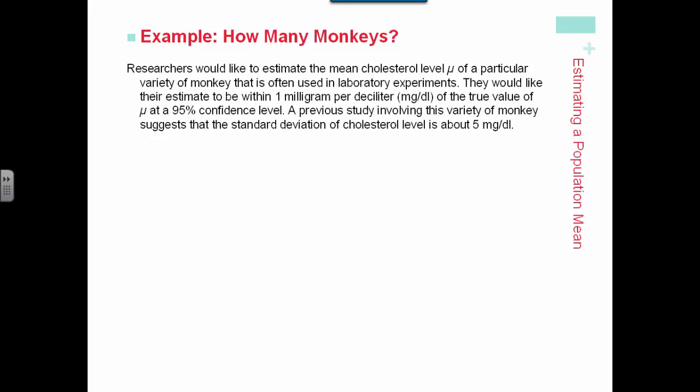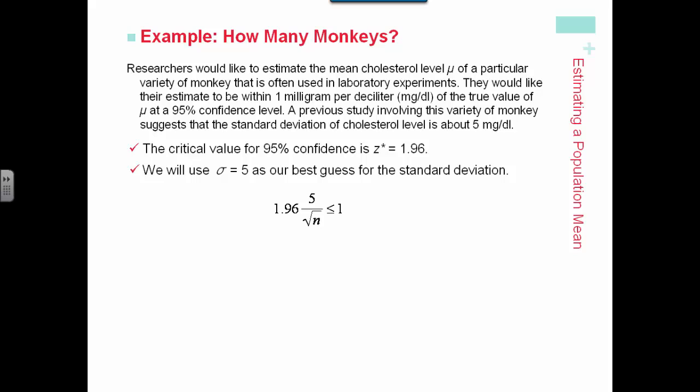Researchers would like to estimate the mean cholesterol level mu of a particular variety of monkey that is often used in laboratory experiments. They would like their estimate to be within 1 milligram per deciliter of the true value of mu at a 95% confidence level. A previous study involving this variety of monkeys suggests that the standard deviation of a cholesterol level is about 5 milligrams per deciliter. The critical value for 95% confidence is z star equals 1.96. We'll use sigma equals 5 as our best guess for the standard deviation.